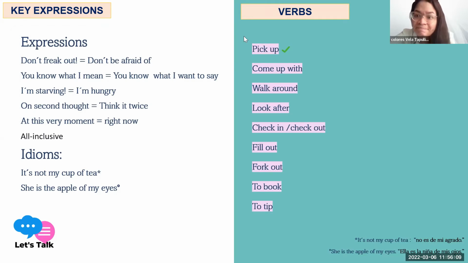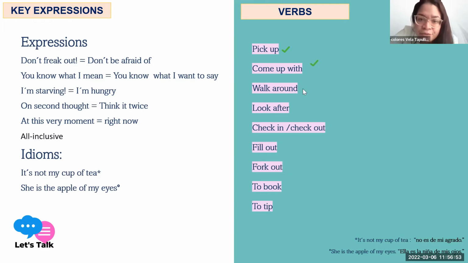Come up with. Come up with is to have an idea. I come up with something very interesting for our project, for example. So, to have an idea instantaneously. Okay, let's see. Walk around. Walk around is when you walk in the street with your friends to visit places, to talk. To visit different places, different cities, to walk around.